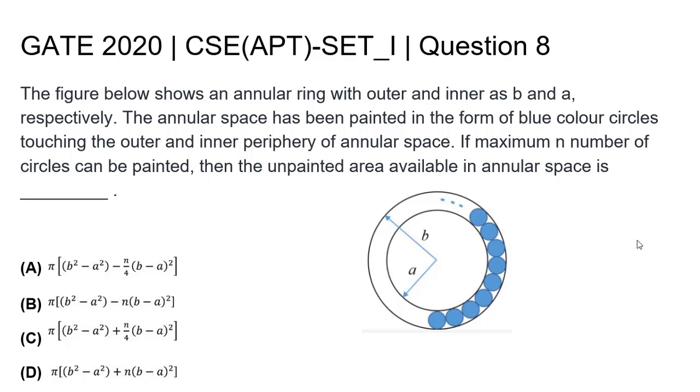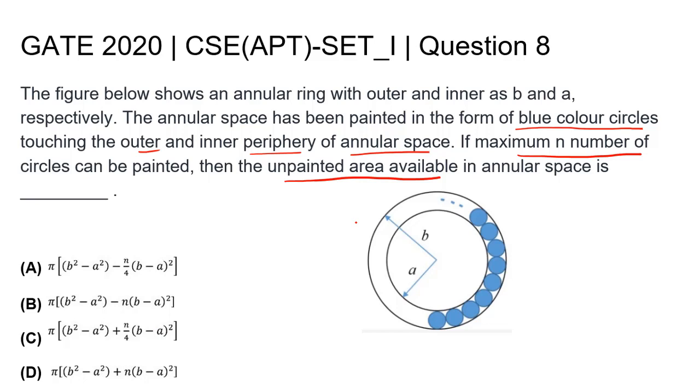The figure below shows an annular ring with outer and inner radius as B and A respectively. The annular space has been painted in the form of blue colored circles touching the outer and inner periphery of annular space. If maximum n number of circles can be painted, then the unpainted area available in annular space is. We need to find out the right option from these given 4 options.